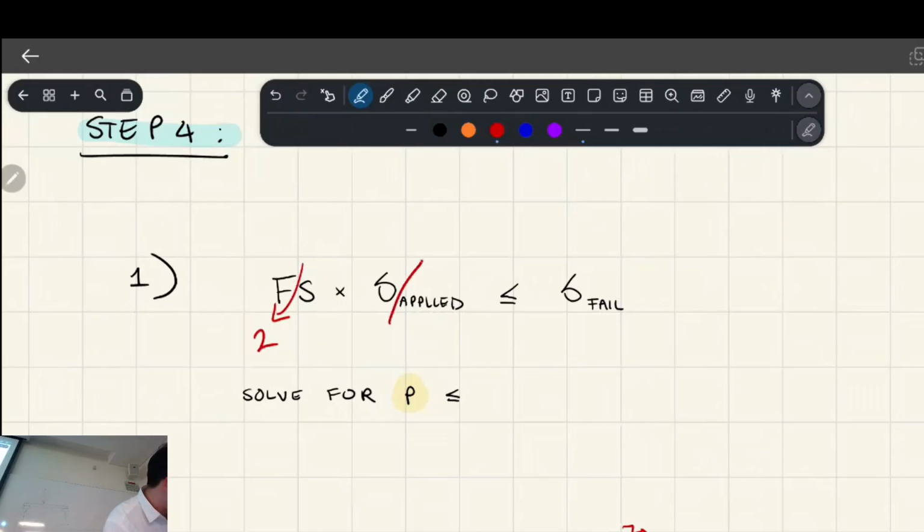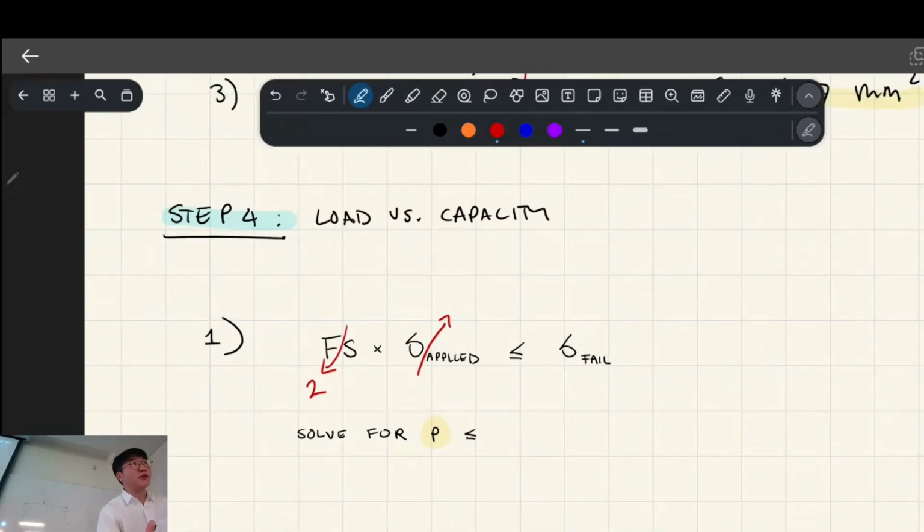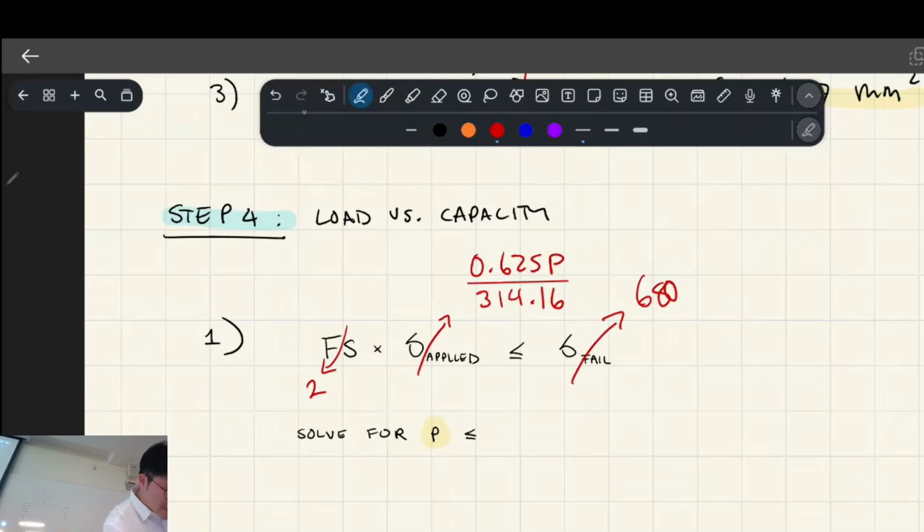All right, so that was 2. The applied loading: remember we were given a force and we were given an area, so we convert that to a stress by dividing one by the other. So the force was this, in terms of newtons. And the area for the steel was this. And we were given that the failure capacity was 680 MPa. All right, so you can kind of see where this is going.